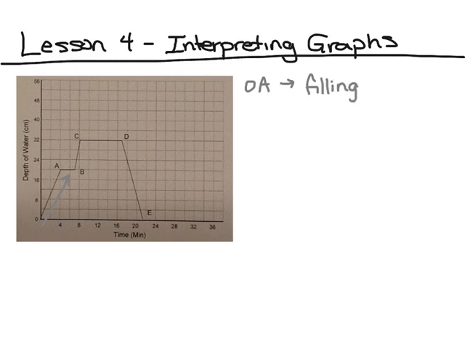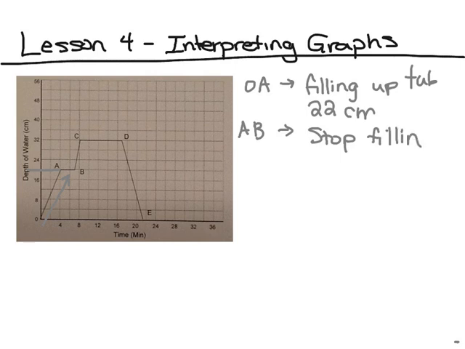And we fill it up to exactly 22 centimeters. So we fill the tub to 22 centimeters. And then I don't know what happens. You get in. And you stop filling it up from A to B. And then shortly after, maybe you got in and found out it was too cold, so you had to add some more hot water because it was too cold.